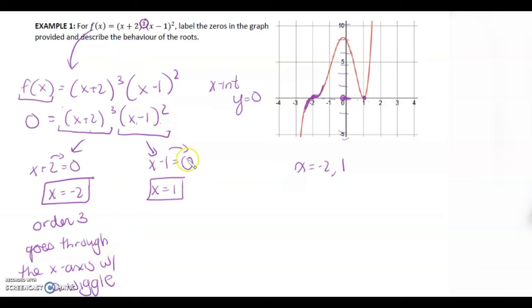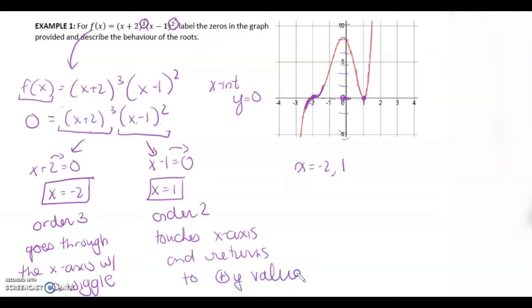Okay, then we have x equals 1 right here. This one touches the x-axis and goes back up. So it kind of looks like a parabola if you think about it. And we can see that this is order 2 algebraically. So order 2 touches the x-axis and returns to, let's just say, positive y values. Right? They're all positive y values.